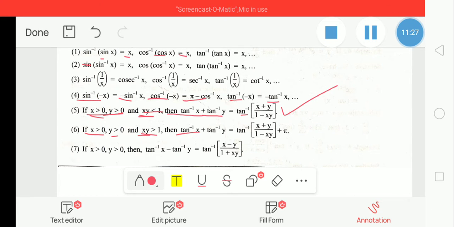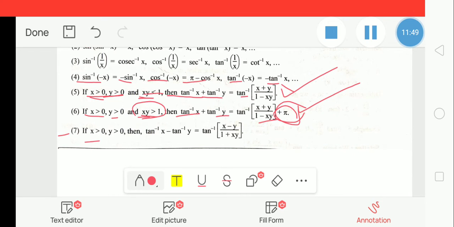Then tan inverse of x plus tan inverse of y is equal to tan inverse of (x plus y) divided by (1 minus xy), plus pi. Here we add pi, because xy is greater than 1, so we add pi.